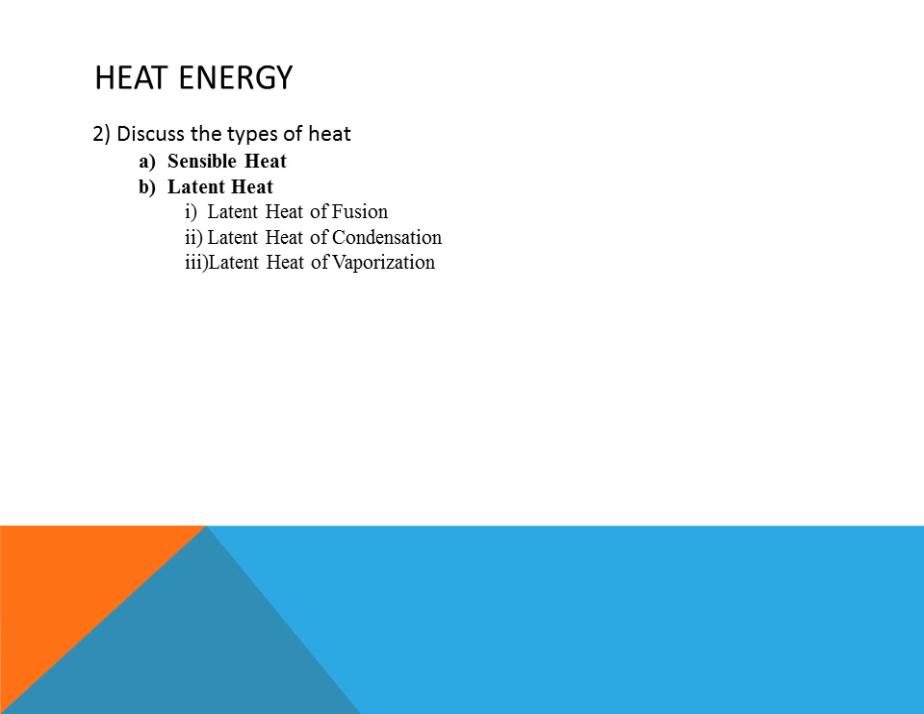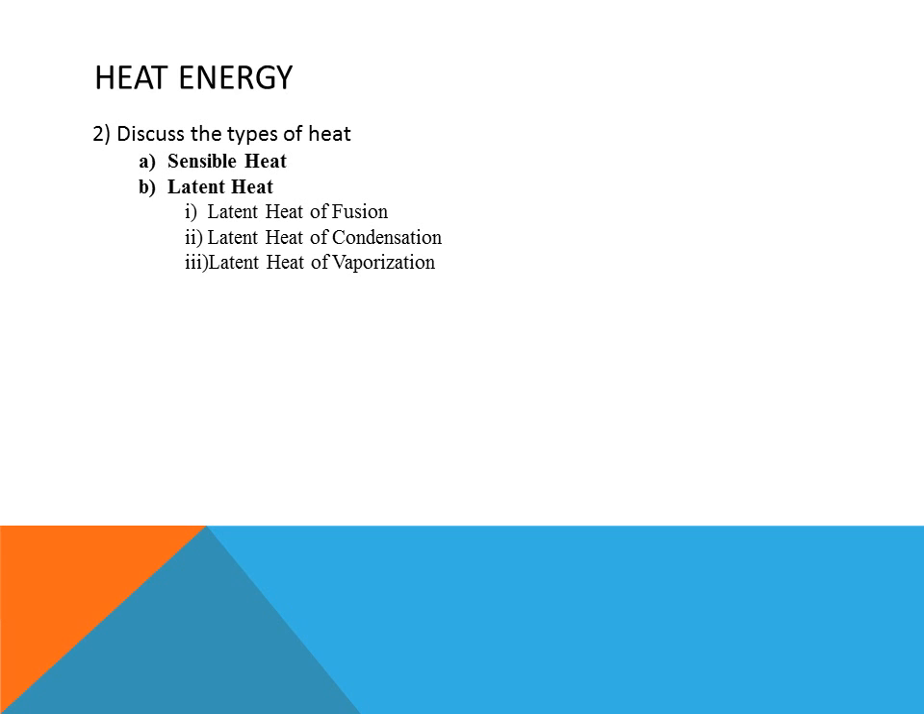This goes back to what we discussed already, the types of heat. And remember again, heat is a measurement of energy. Sensible heat is the amount of heat that we can measure with a thermometer, while latent heat is the amount of heat that will change the state of the substance without changing its temperature.